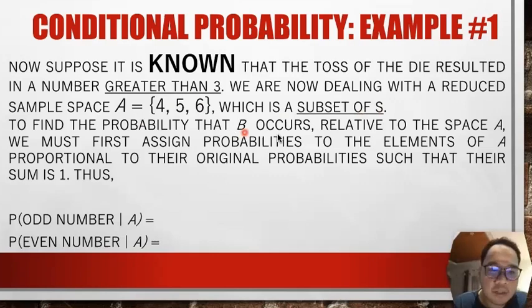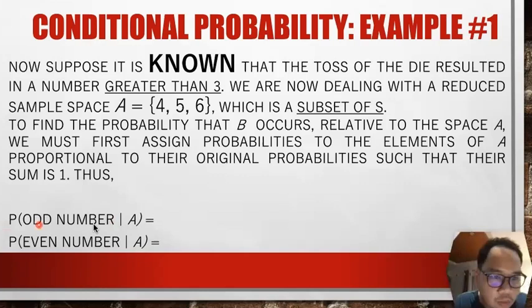To find the probability of B occurring, where B is a perfect square again, relative to the space A that we have, we must first assign probabilities to the elements of A proportional to their original probabilities such that their sum is equal to 1. The sum is equal to 1 for all probabilities, right? If you distribute the probabilities, it should all add back to 1. So take note of this.